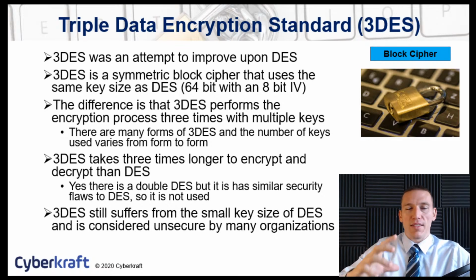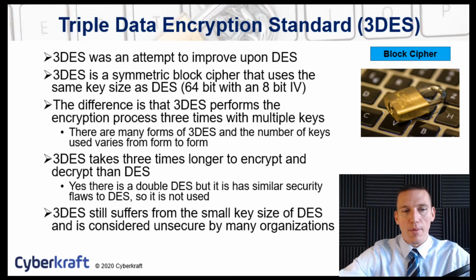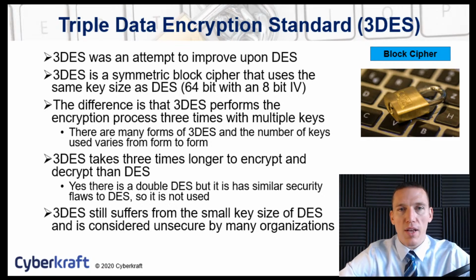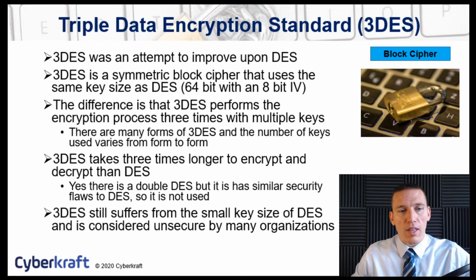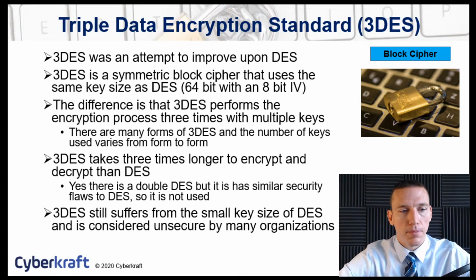And basically what it does is it uses DES, but it goes over the same process 3 times. So it performs the same process as DES for encryption, but it does it 3 times, and each time it uses a different key. So multiple keys are used, and the whole process is done 3 times in order to get one encryption key. So because of that, clearly it takes 3 times longer, which is pretty easy to assume, and it still suffers from a small key size.